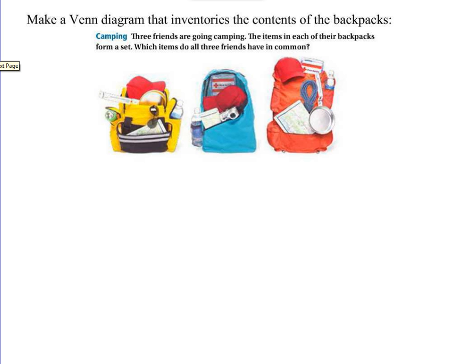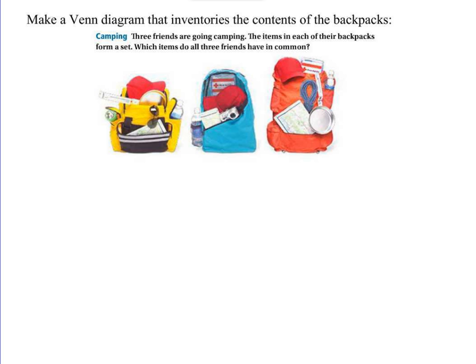Making Venn diagrams. You should have done this before at some point in your school career. Made a Venn diagram. So we're going to remember how to do that, and if you haven't done it before, well, then you're going to learn it now. We want to create an inventory of all of the items in the backpacks. And in your notes, you can't really see very well what's going on in those backpacks. Up here, you can kind of see a little bit better. It says 3 friends are going camping. The items in each of their backpacks form a set. Which items do all 3 friends have in common?